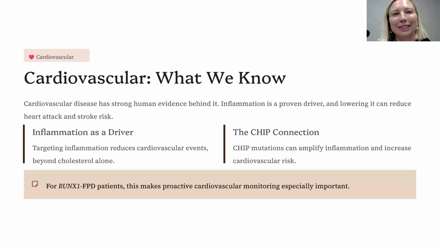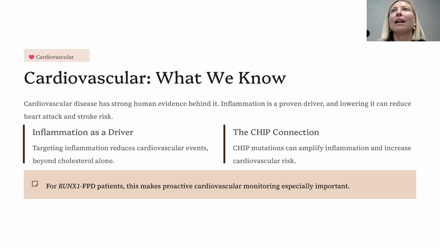Okay, cardiovascular. What do we know? So most of what we've discussed is based on biology and emerging patterns, but in cardiovascular disease, it's really an area where we have strong human evidence. What we discussed before is biology in the lab, what we're understanding from mouse models. Here's where chronic inflammation is really recognized as a driver of heart disease. So it's not just an association. And there have been clinical trials showing that if you reduce inflammatory signals independent of cholesterol, you can actually lower the risk of heart attacks and stroke.